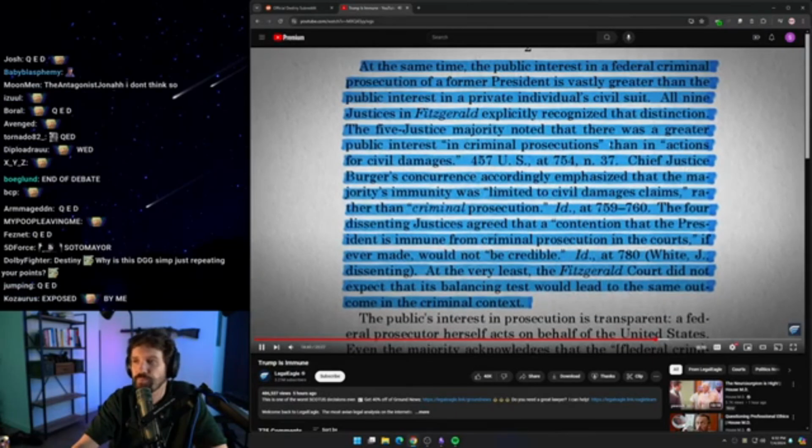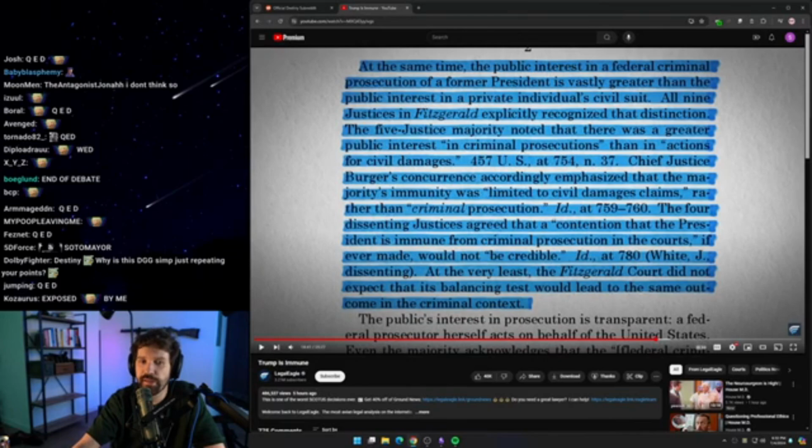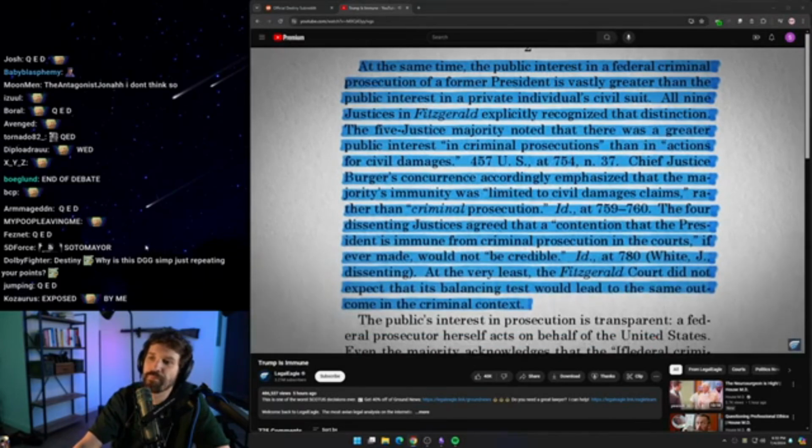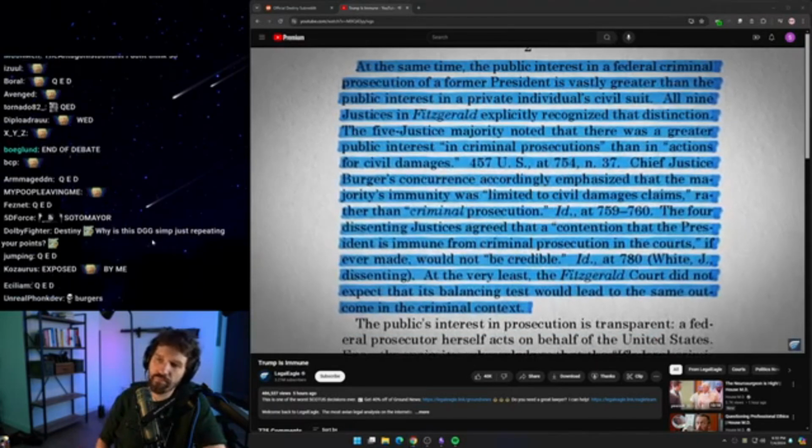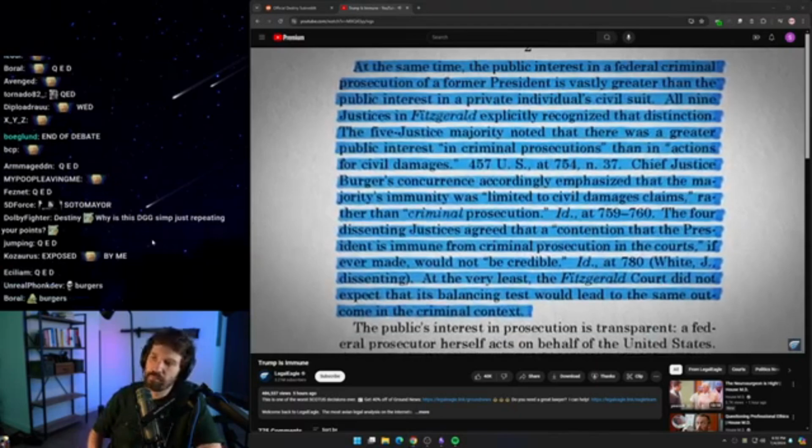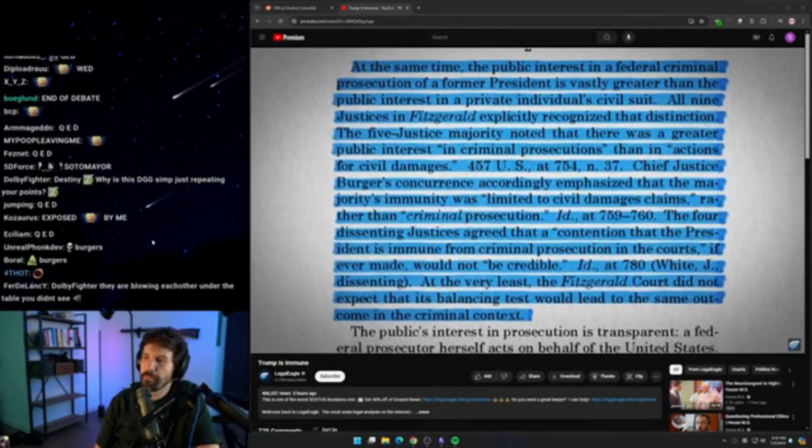Chief Justice Burger's concurrence accordingly emphasized that the majority's immunity was limited to civil damages claims rather than criminal prosecution. Nothing in Fitzgerald about the criminal stuff gets cited by Roberts. He only cites to the civil stuff, which is hilarious. The 4 dissenting justices agreed that a contention that the president is immune from criminal prosecution in the courts, if ever made, would not be credible.